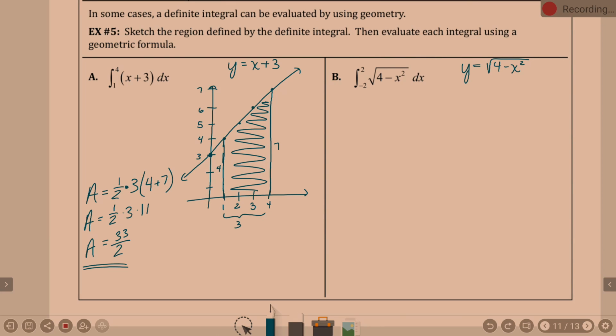So let's rearrange this a little bit. If we square both sides, it's going to be y squared equals 4 minus x squared. If we add the x squared over to the other side, this is x squared plus y squared equals 4.